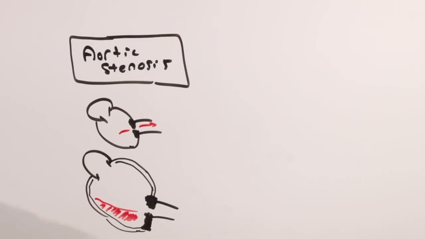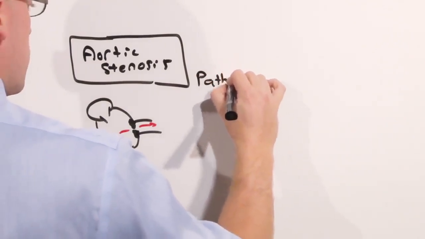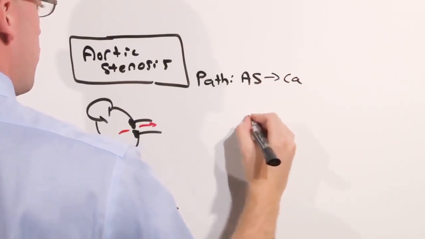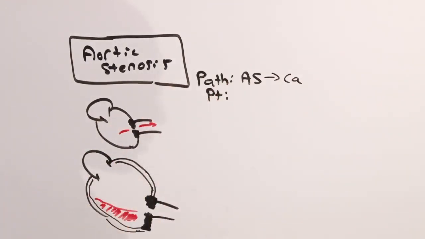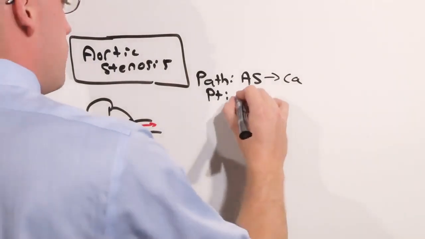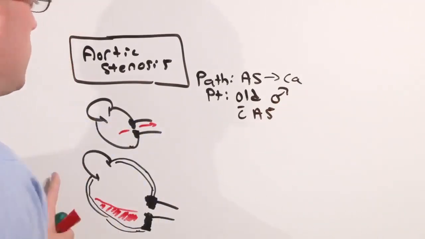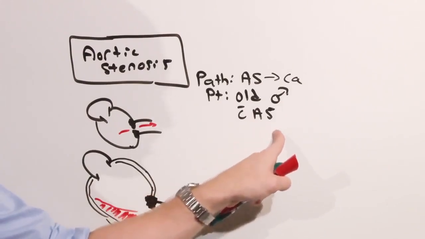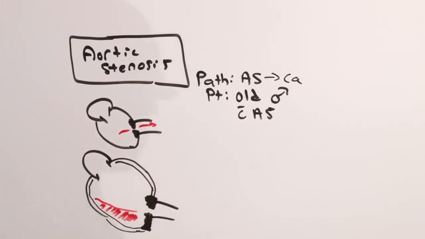The pathogenesis of aortic stenosis is atherosclerosis, calcium deposition. The patients who get atherosclerosis get aortic stenosis. So what you're going to see is the old man with atherosclerosis. And conveniently, aortic stenosis, AS, atherosclerosis, AS. Old men with atherosclerotic disease get aortic stenosis.